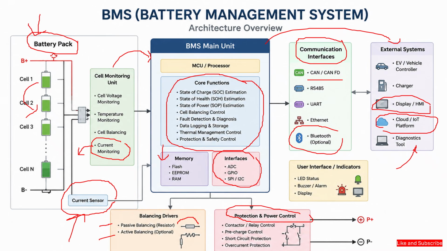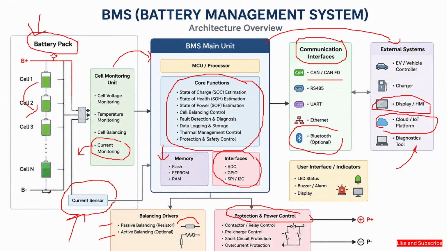Let's understand the key protection features of the BMS: over voltage protection, under voltage protection, over current protection, over temperature protection, and short circuit protection. These are the main important protections which should be available in the BMS. We have to protect the battery pack from over voltage, under voltage, over current, under current, over temperature, under temperature, and short circuit. There should be no short circuit, otherwise your battery pack will blast.